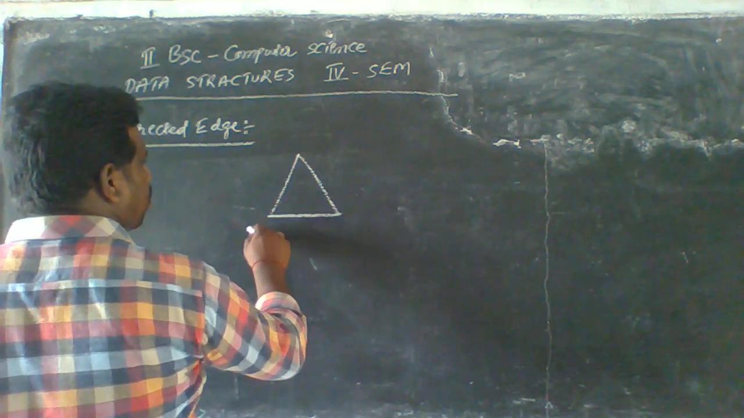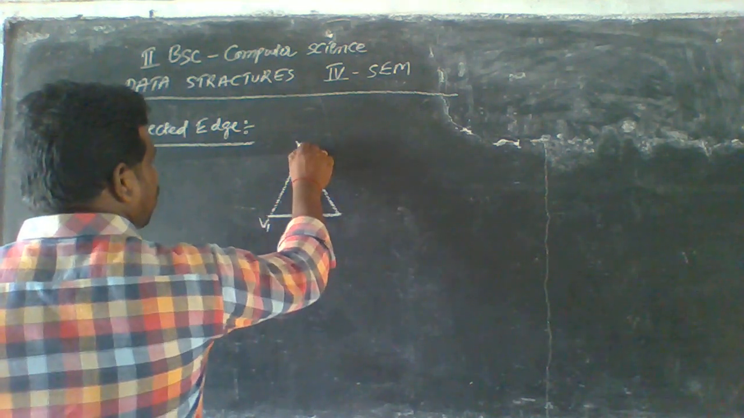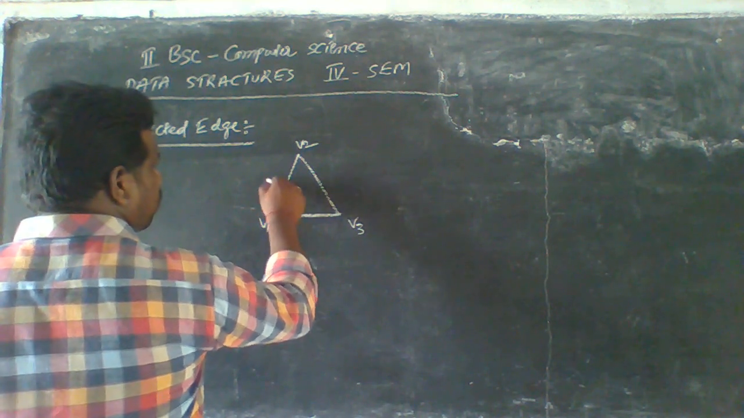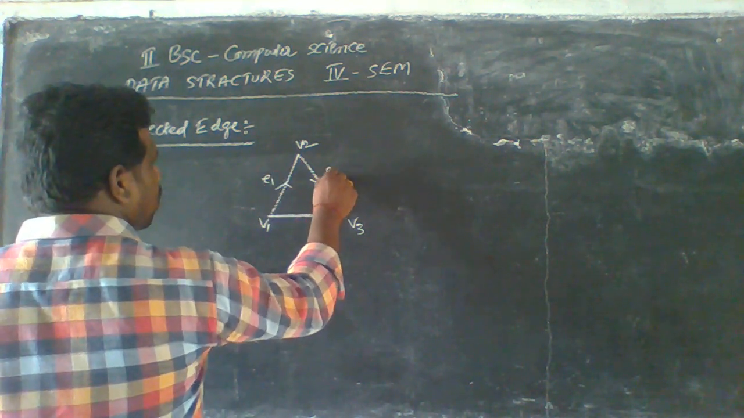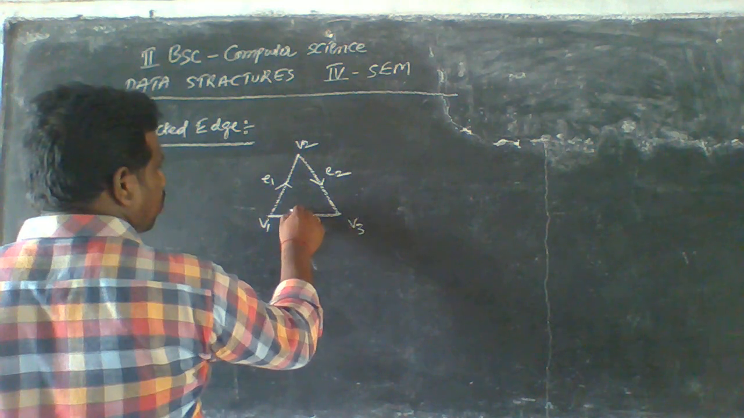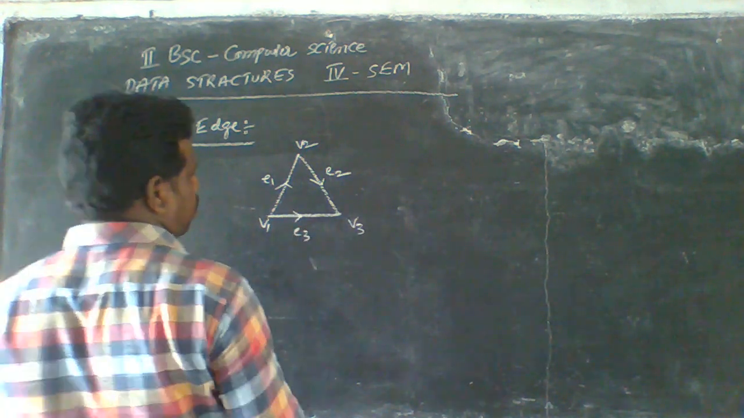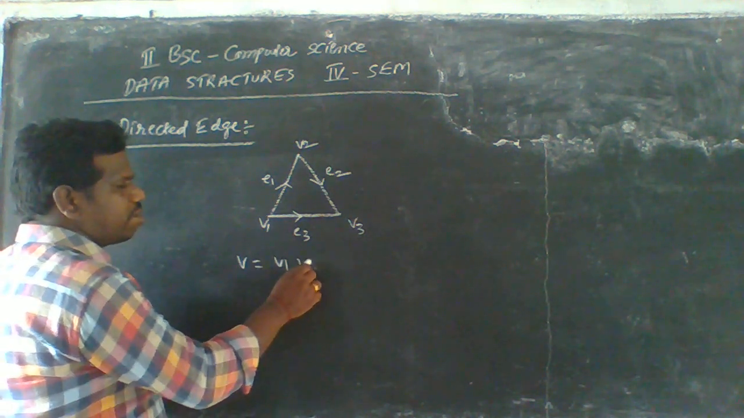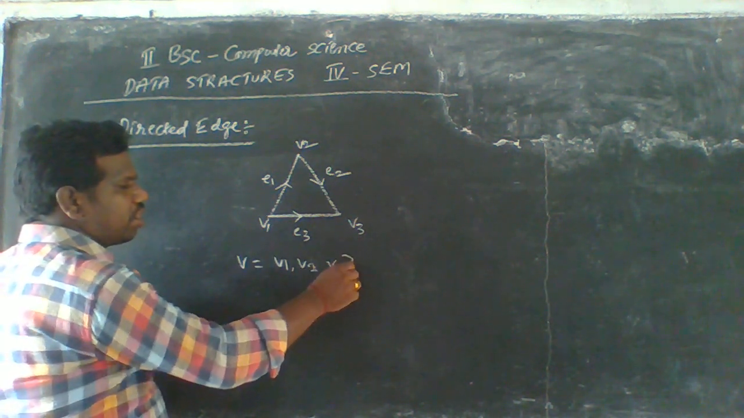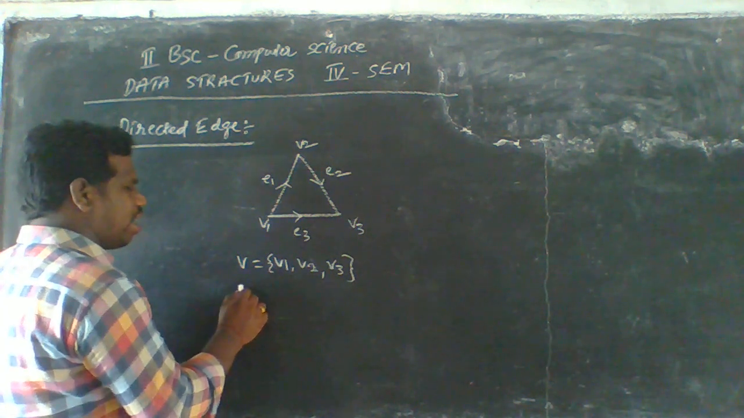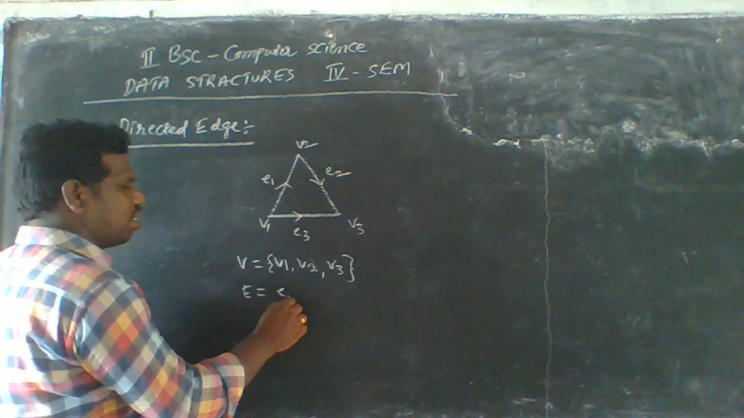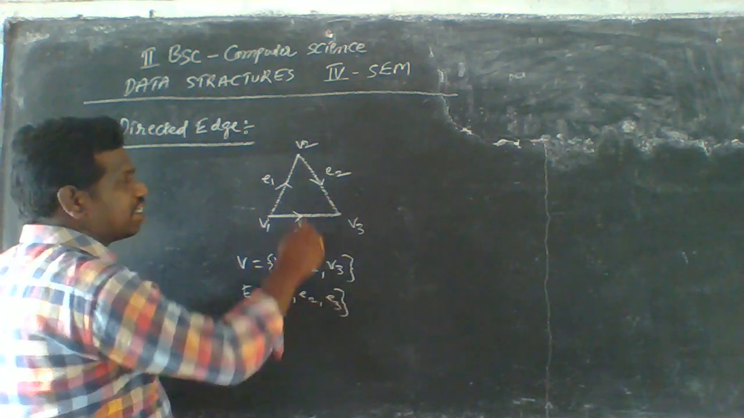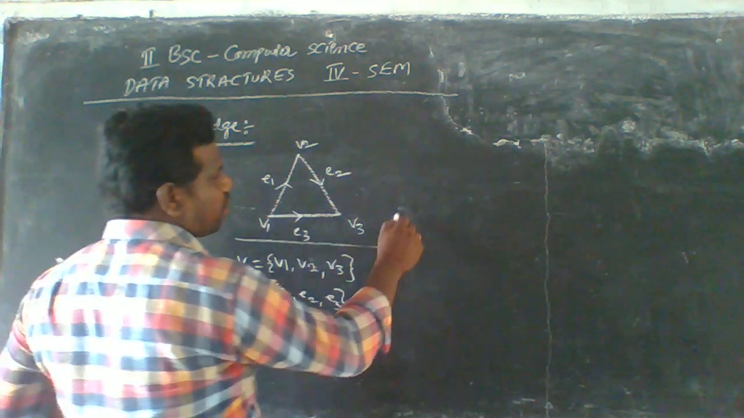Okay, so this is V1, V2, V3. So here this is V1, V2, V3. Okay, in this scenario we have to see that V is equal to V1, V2, V3, and E is equal to E1, E2, E3. Okay, this is totally what we call a graph here.